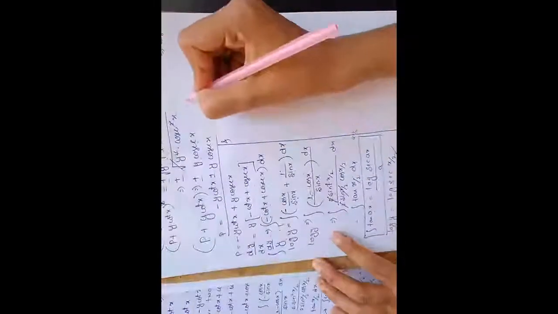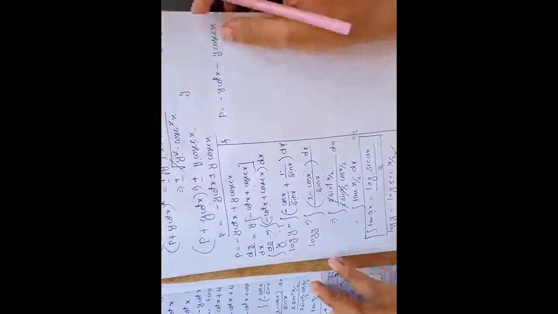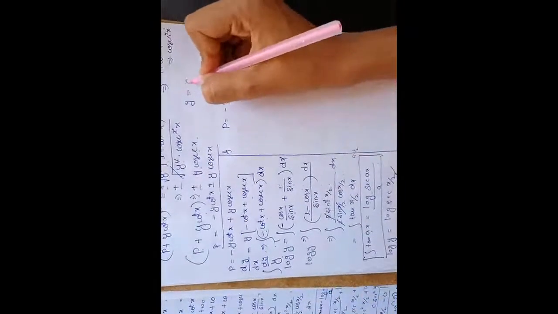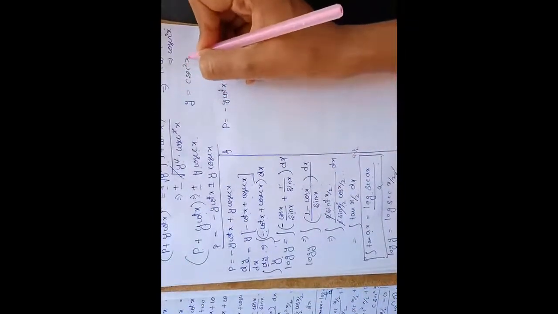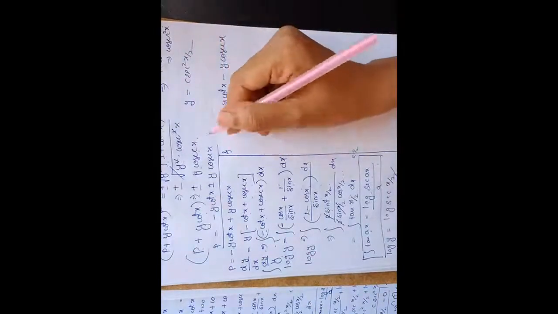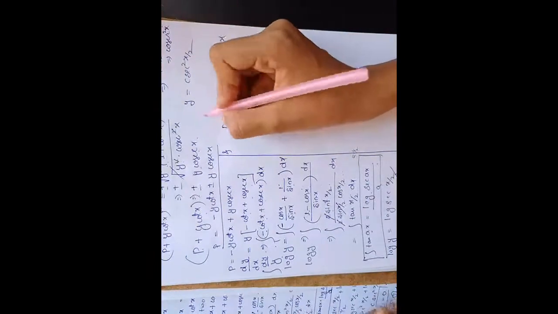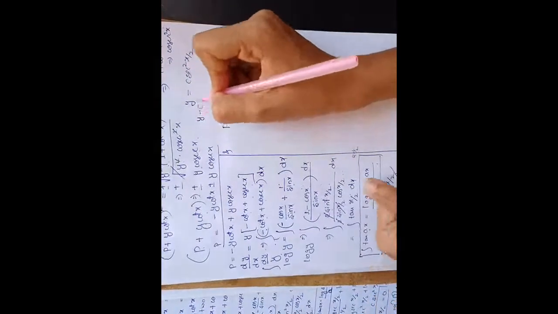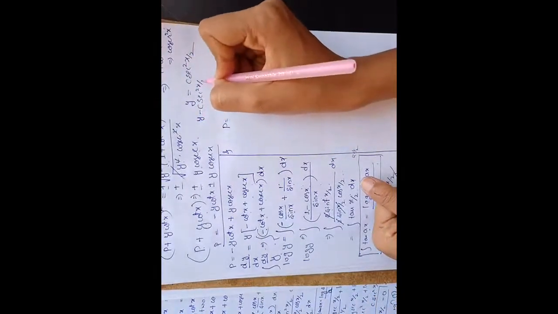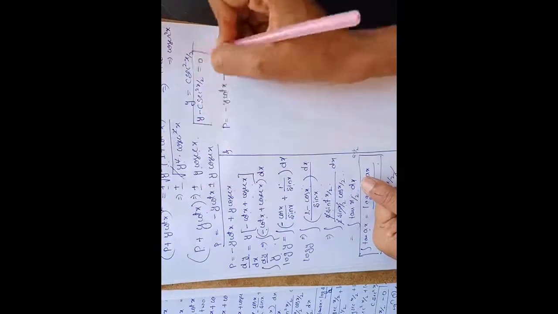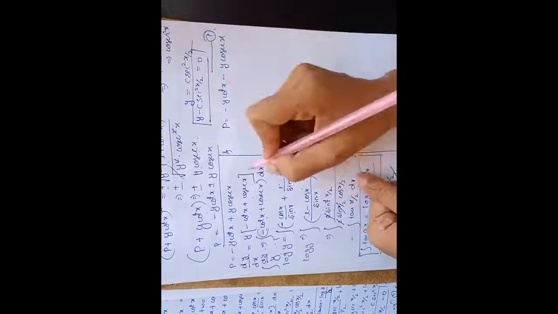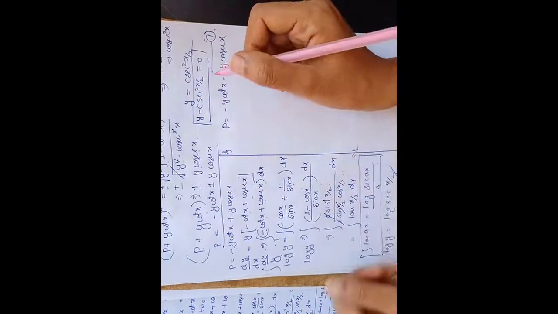Now the log gets cancelled. The remaining term is y equals c sec square x by 2. Now take the term to the left hand side, so it becomes y minus c sec square x by 2 is equal to 0. This is our first equation. Give it as equation number 1. So this is in the first term only. See here.